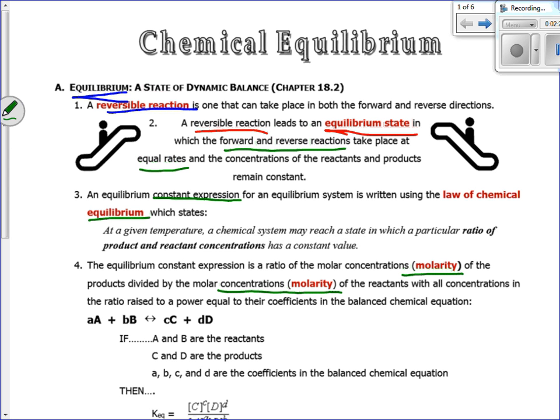So you have to have a concentration in order to have a molarity. If you are a pure substance, you're not going to be able to have a concentration. Okay? You have nothing dissolved in something else. You don't have an amount of particles per unit volume. Okay? Pure substances don't have concentration, so they will not find themselves in the equilibrium expression.